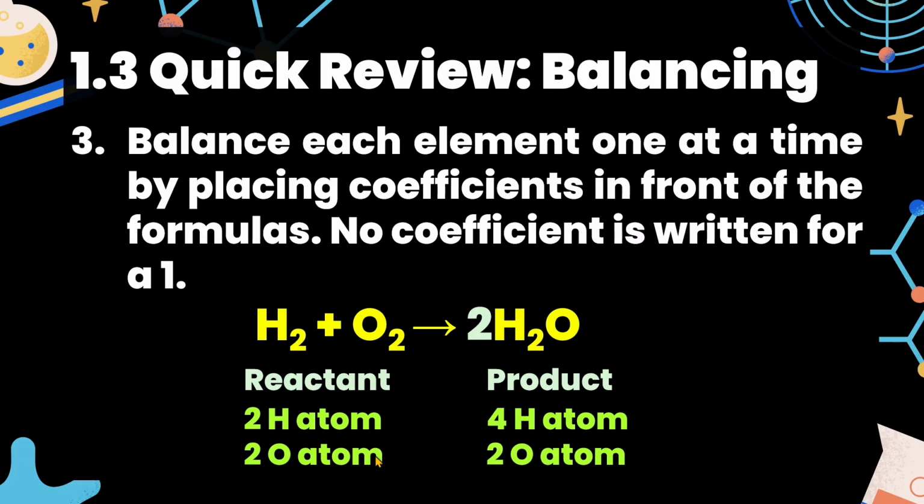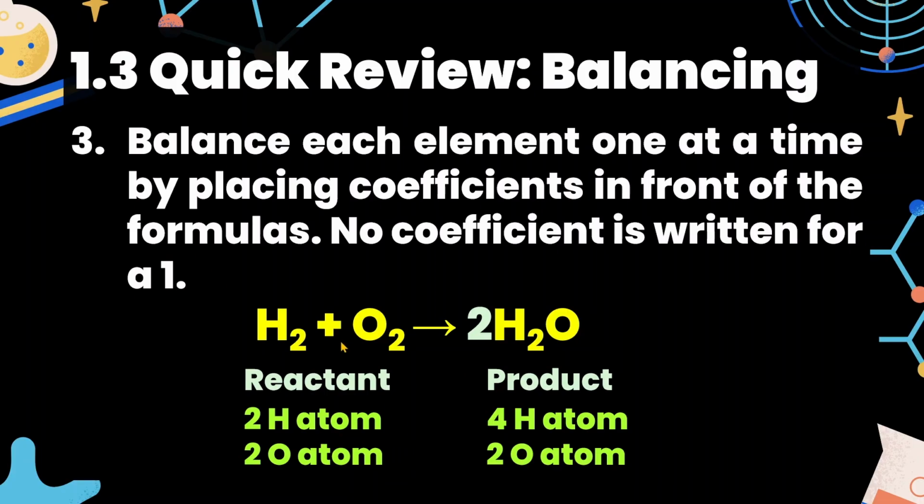So if you write 2 as a coefficient, that would mean H2 is multiplied by 2. So 2 times 2 is 4. And for oxygen, 2 times 1 is 2. So take a look at the equation. We have the reactant side, 2 hydrogen and 2 oxygen. In the product, we have 4 hydrogen and 2 oxygen. So the oxygen atoms are equal now, but the hydrogen atoms are not.